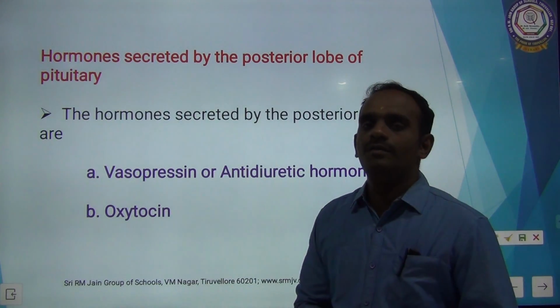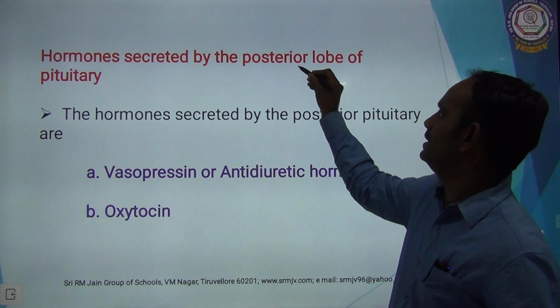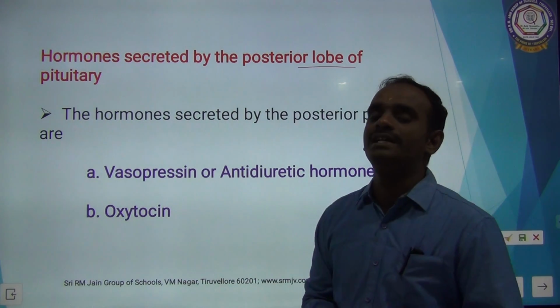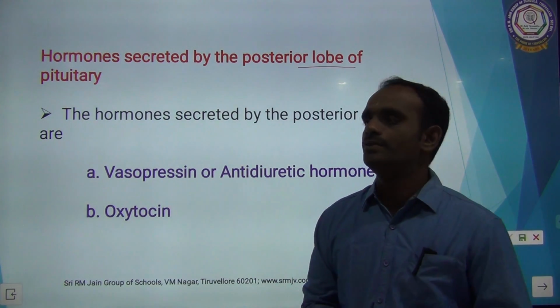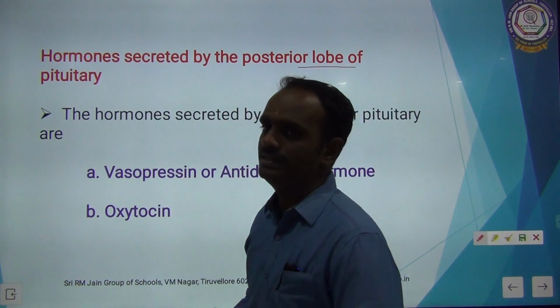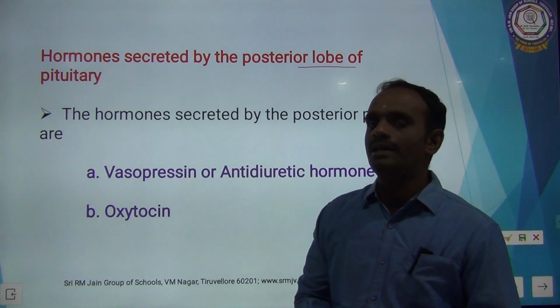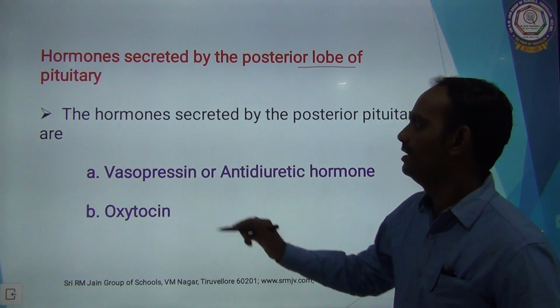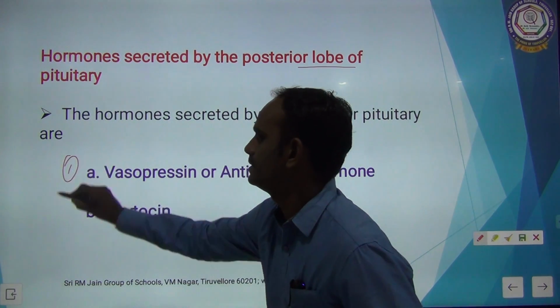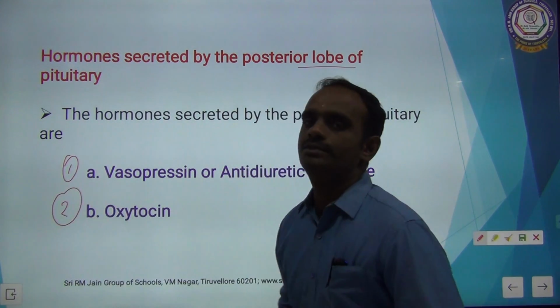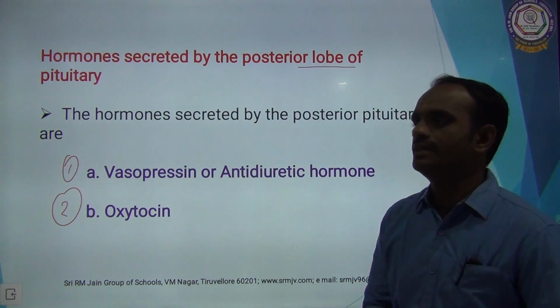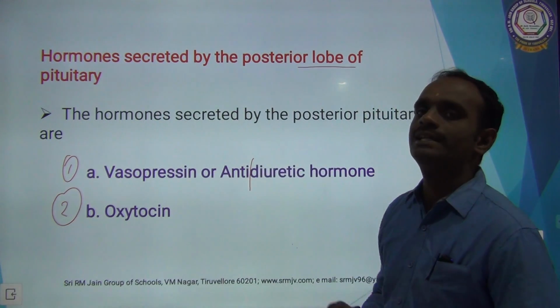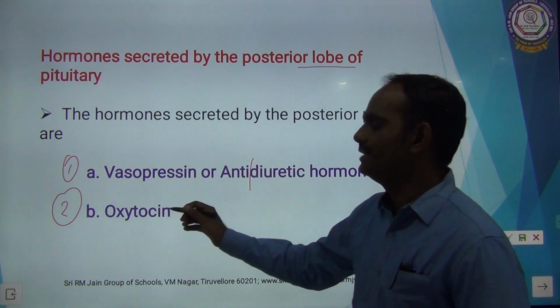Now we will see the hormones secreted by the posterior lobe of the pituitary, that is the neurohypophysis. The hormones secreted by the neurohypophysis are, the first one vasopressin and the second one oxytocin. The other name for vasopressin is antidiuretic hormone. The second one is oxytocin.